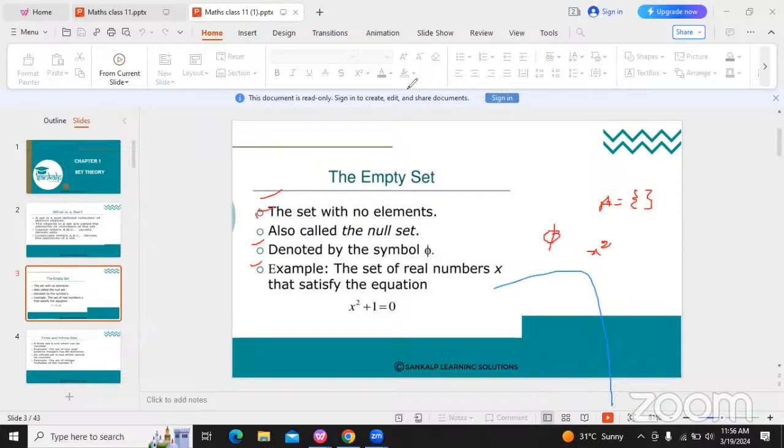Students, please don't annotate. Wait for a minute. I will disable your annotation.